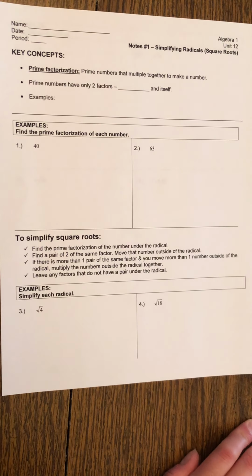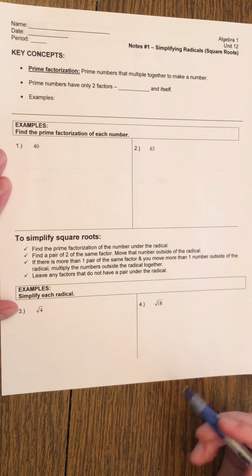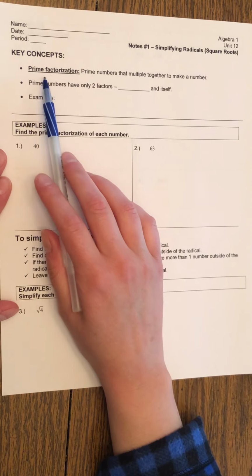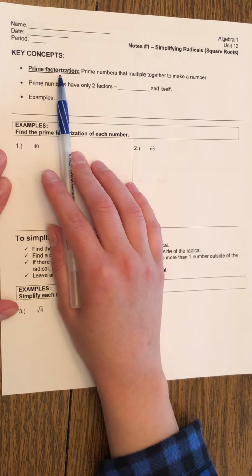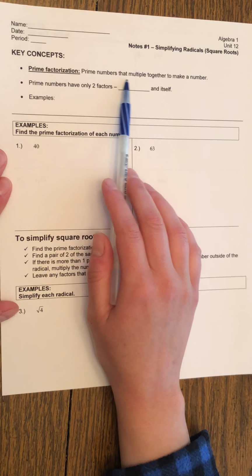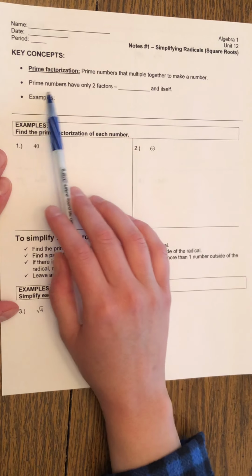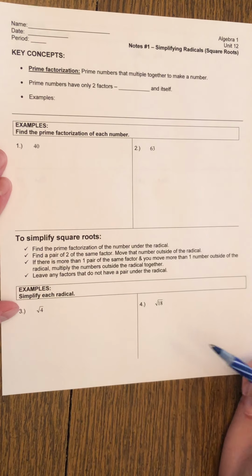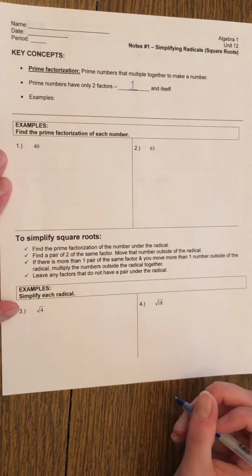Today we're going to be talking about simplifying radicals. A couple things before we get into that. The first thing is prime factorization means that we are looking for the prime numbers that multiply together to make another number. Prime numbers have only two factors, the number 1 and itself.